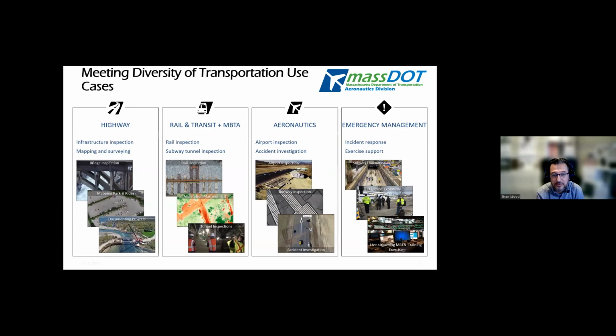We have a diverse range of projects that we do. It starts with the highway, mostly infrastructure inspection and mapping survey. With rail and transit, we do rail inspection, subway tunnel inspection, and asset management, and this applies to both highway and the MBTA. We do airport flying, airport inspection and accident investigation, and also emergency management projects across the state of Massachusetts.